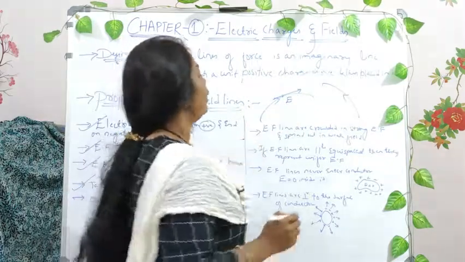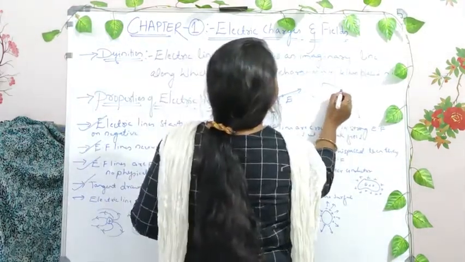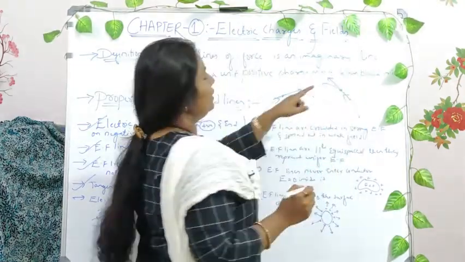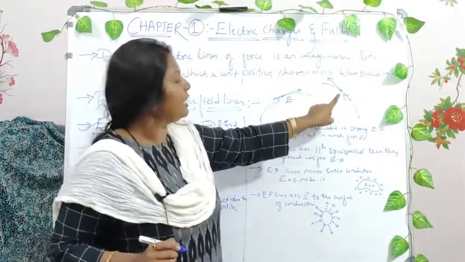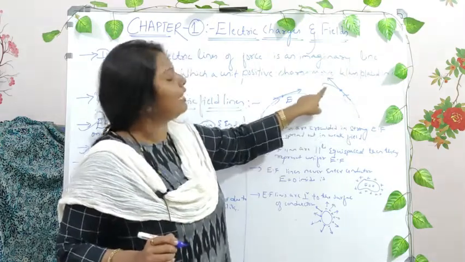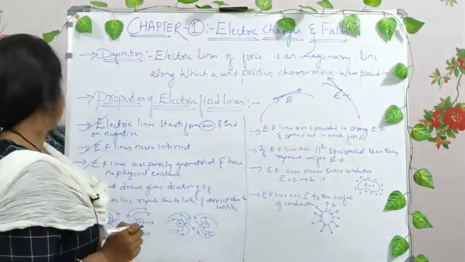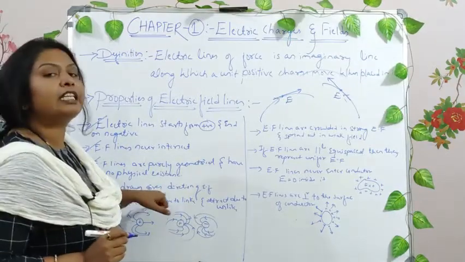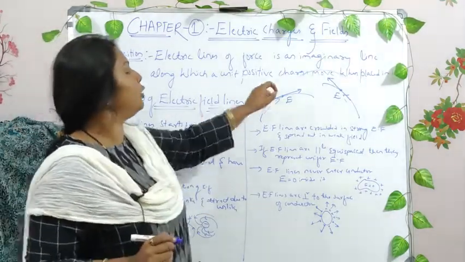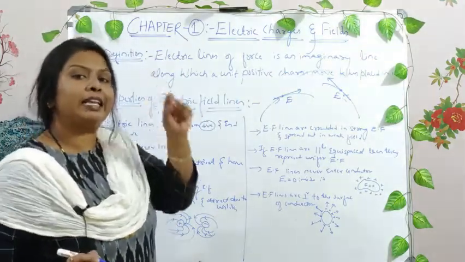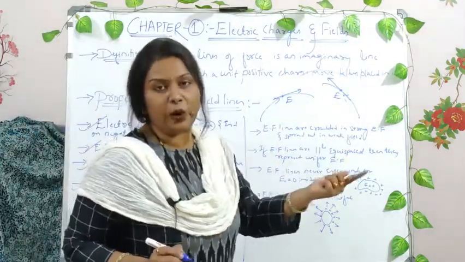Is this clear? Now if you have another point here and you draw a tangent like this, this tangent represents the direction of the electric field for this particular electric field line, right? So what does the property say? The tangent gives the direction of the electric field. At any point where you draw a tangent on the electric field line, it gives the proper direction in which the electric field is moving, right?